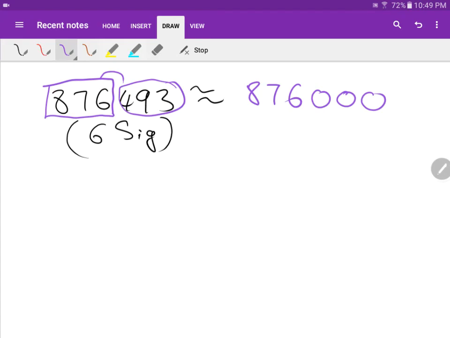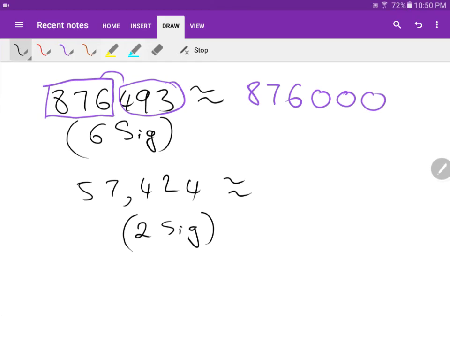All right. Next one. Let's go. Let's say 57,424. Can you try that for me? So I want to round to 2 significant figures this time. 2 significant figures, yeah? So to do this, that's right, 57,000, because 57,400 is closer to 57,000. So not 57, it's 57,000, okay? That is your answer.